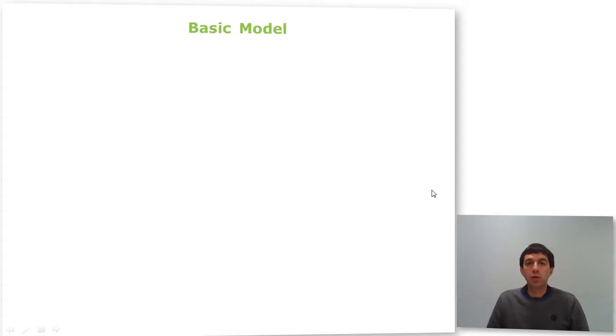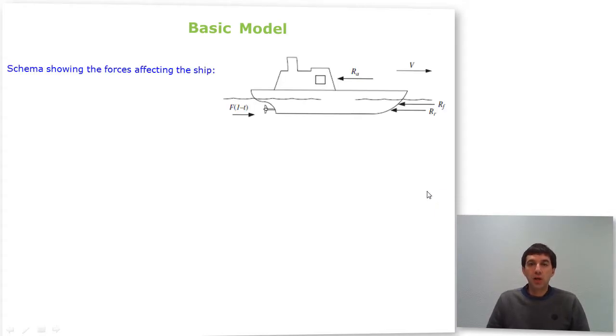Okay, so let's have a look at the basic model of a vessel. First of all, here we have a basic scheme showing the forces affecting the ship or the vessel. So if the vessel wants to move in this direction at constant speed, it will experience some opposite forces due to aerodynamics and fluid dynamics, some of them under the water and some of them outside the water. So here what the propeller should do is to create a force that makes the ship or the vessel move in this direction.